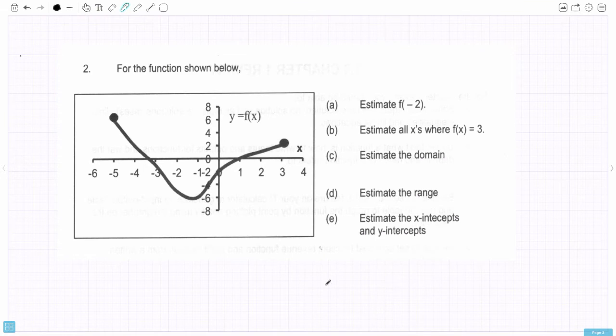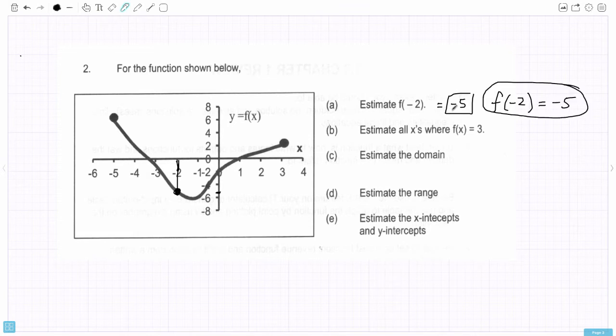All right, let's move on to question number 2. Estimate f at negative 2. So at negative 2, that means I'm looking for, when x is negative 2, what's the y value? And I'm going to estimate that it's right there between negative 4 and negative 6. So I'm going to answer negative 5. That is, f at negative 2 is negative 5.